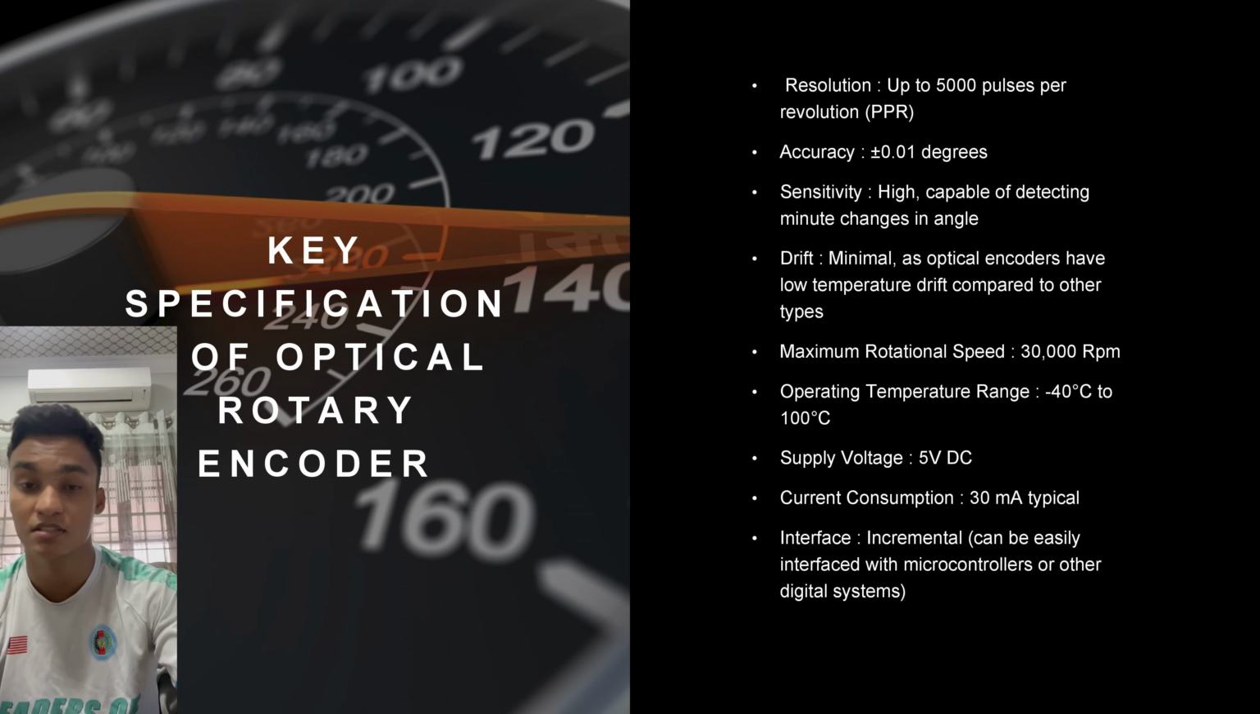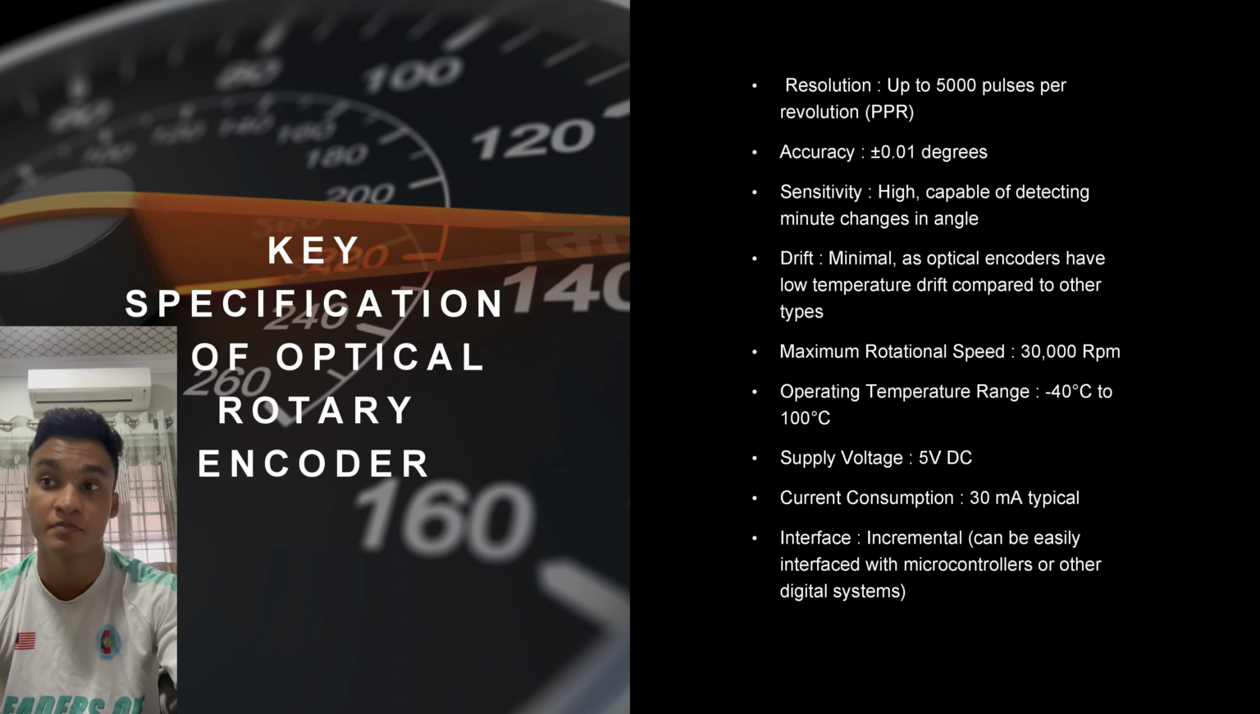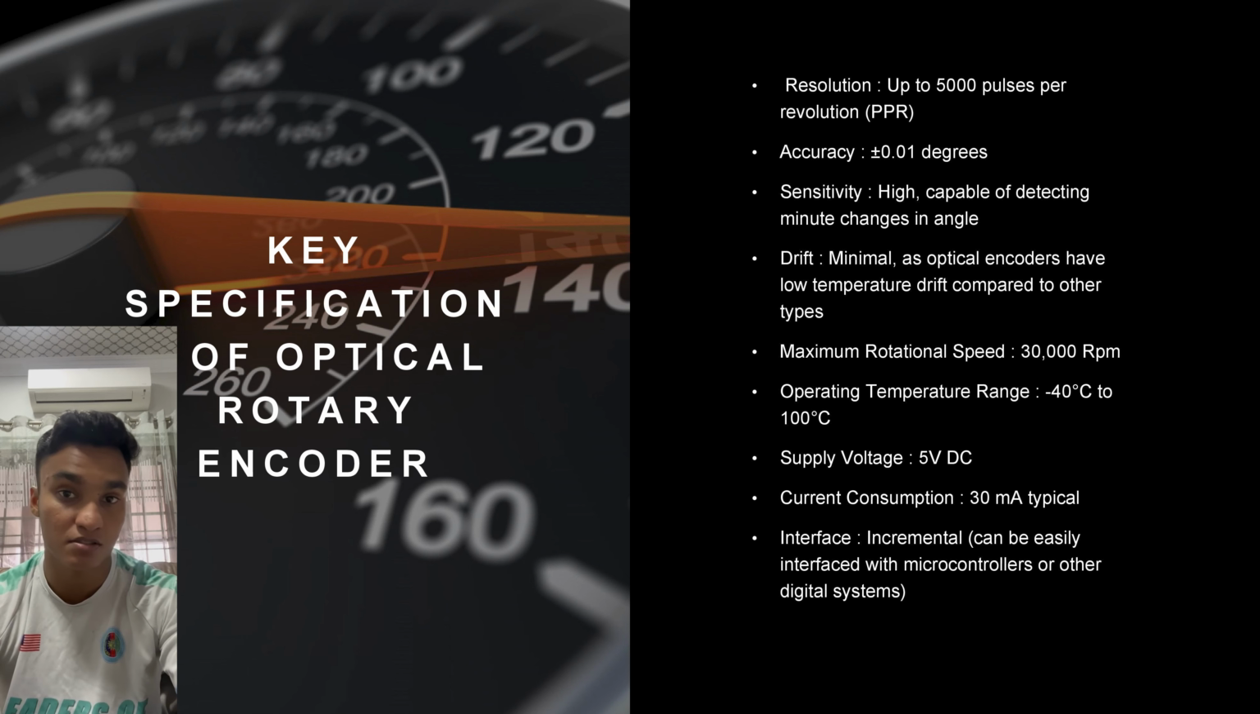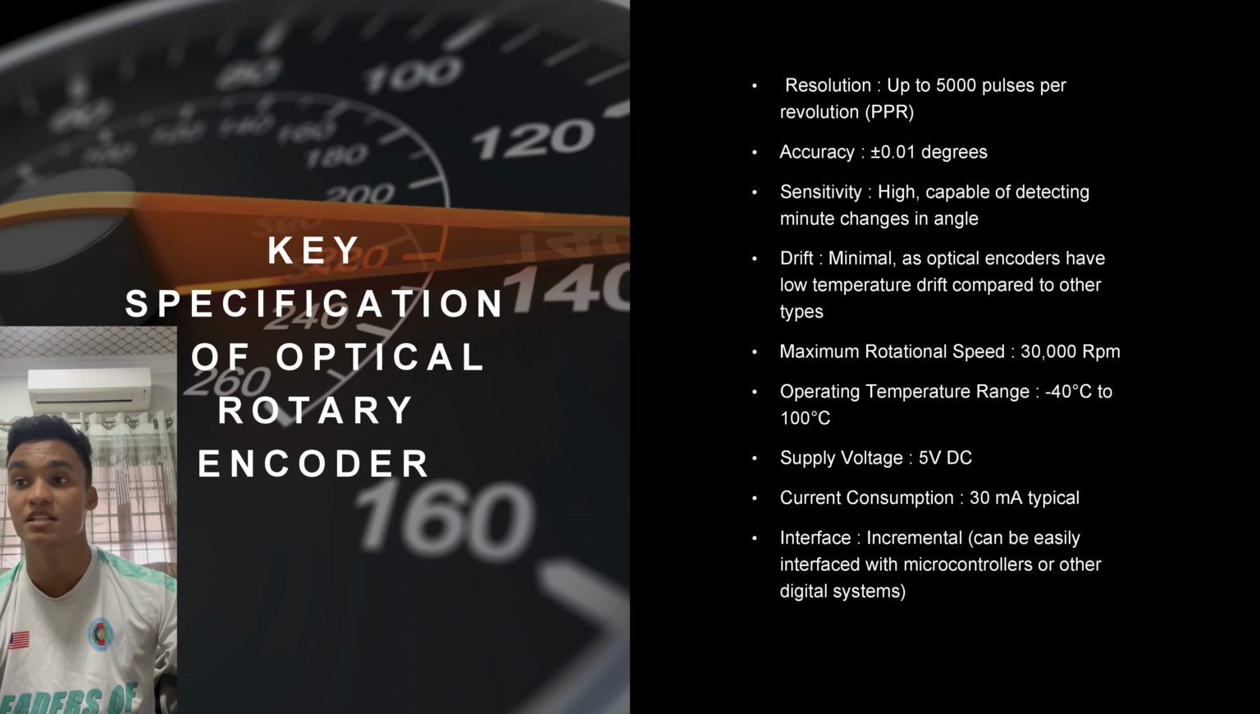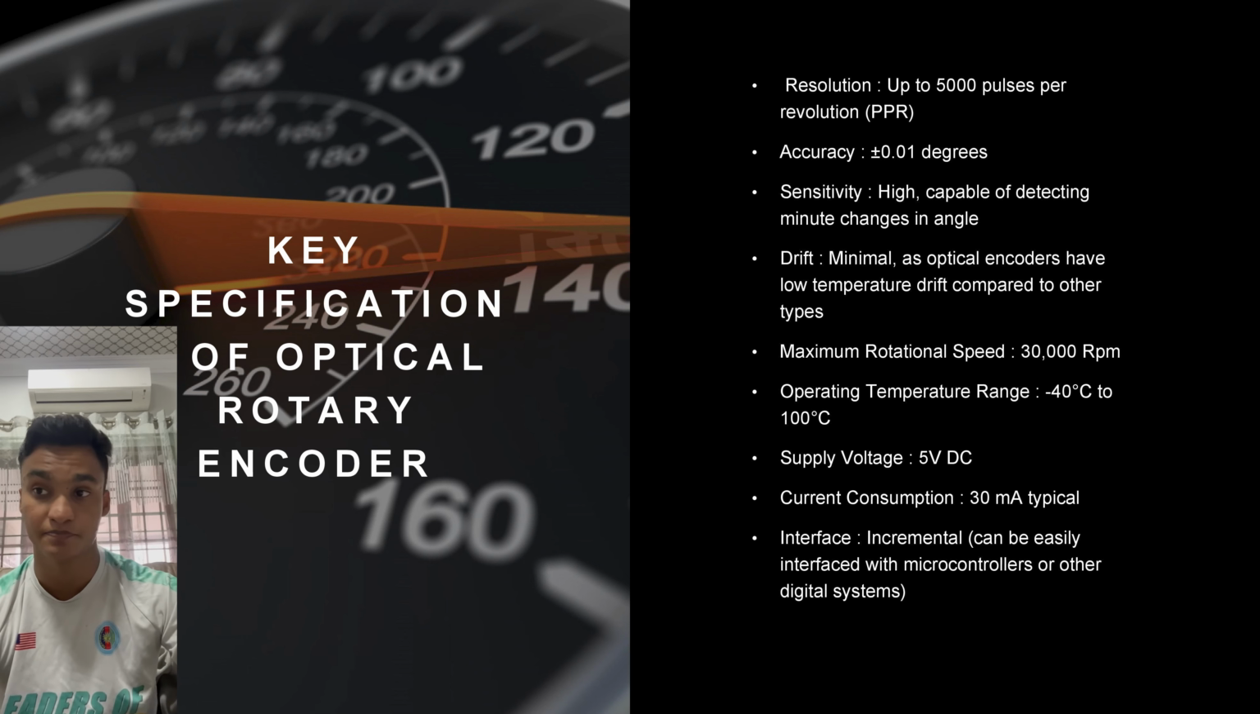First is the resolution. The resolution is up to 5,000 pulses per revolution (ppr). The accuracy is around plus minus 0.01 degrees, which is very accurate. The sensitivity is very high. It is capable of detecting minute changes in angle. The drift is very minimal, as optical encoders have low temperature drift compared to other types.